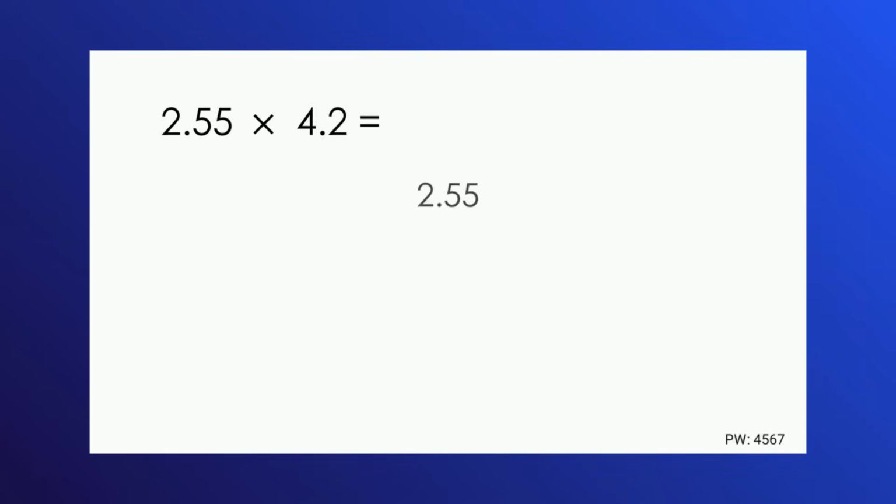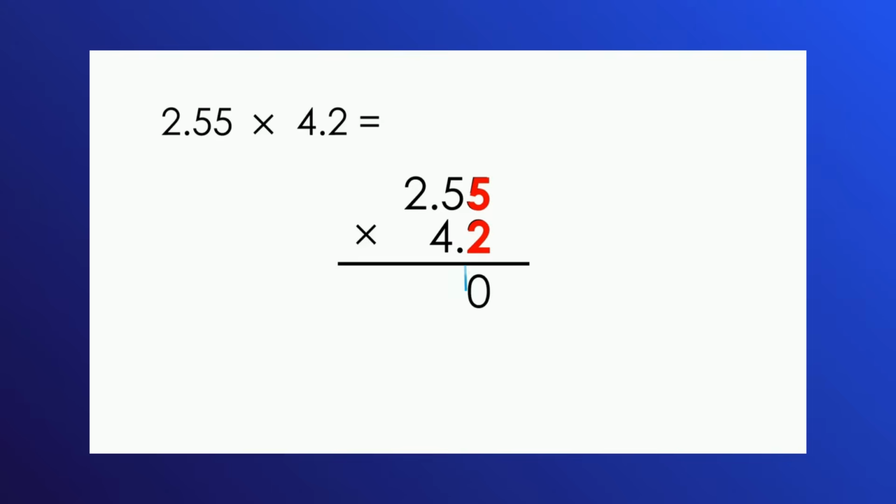Here's another example. Here we have 2.55 times 4.2. Again, rewrite the equation in vertical form. Then multiply each digit of the multiplier to each digit in the multiplicand. So here we have 2 times 5, and the answer is 10. Bring down 0, then carry 1. Next, we have 2 times 5, plus the carried number, which is 1. So the answer is 11. Bring down 1, carry 1. Next, we have 2 times 2, plus the carried number, which is 1. That's just equal to 5.